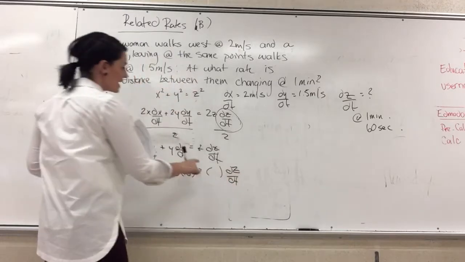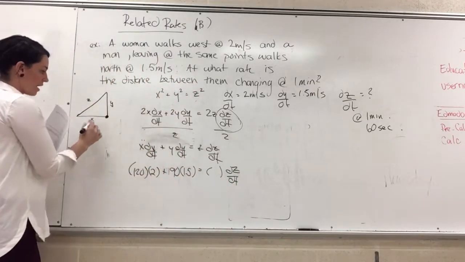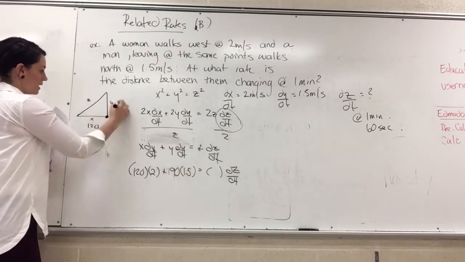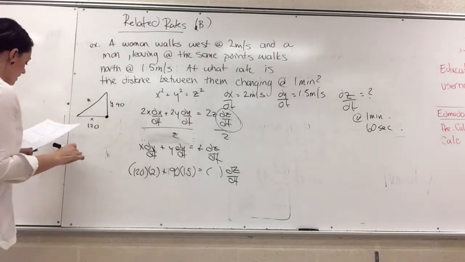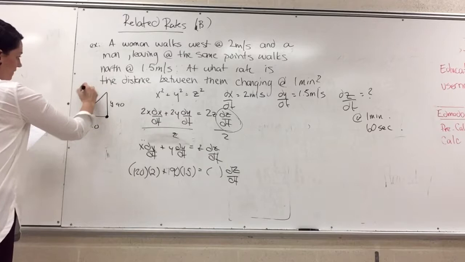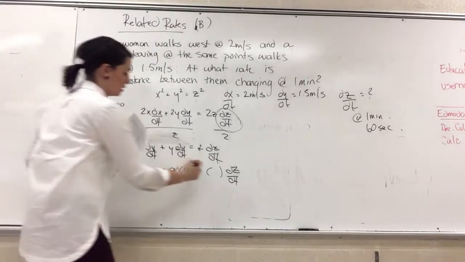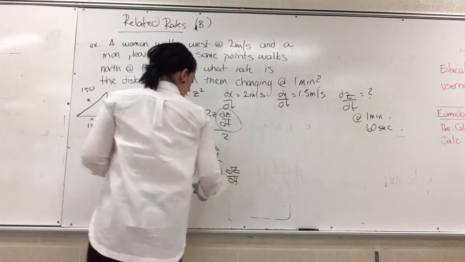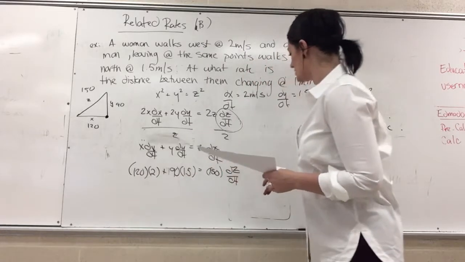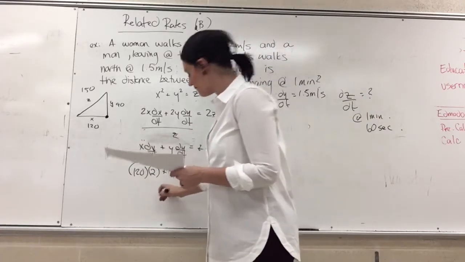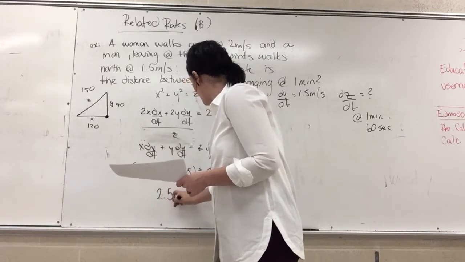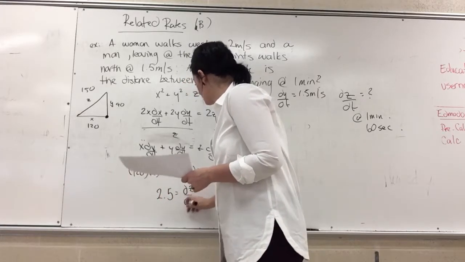Well, I don't have dz/dt, but I do have a triangle. So this is 120, this is 90, a squared plus b squared equals c squared. So this actually equals 150. And then I just rearrange for dz/dt. So multiply this together, add them, divide by 150, and I end up with 2.5 equals dz/dt.